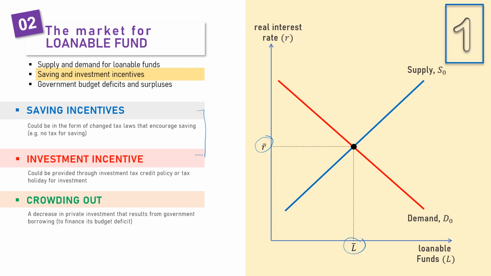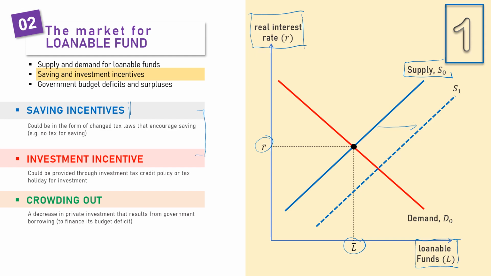And if saving incentives are given, since savings are the main source of the supply of loanable funds in this market, when the incentives are given, it will definitely affect the supply curve. So when incentives are given, here's what's going to happen. Look, the supply curve shifts to the right, meaning that at every level of real interest rate, now loanable fund supply is higher.